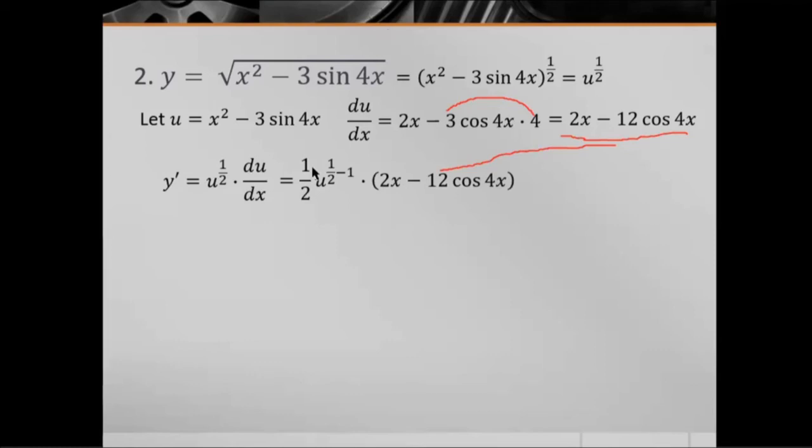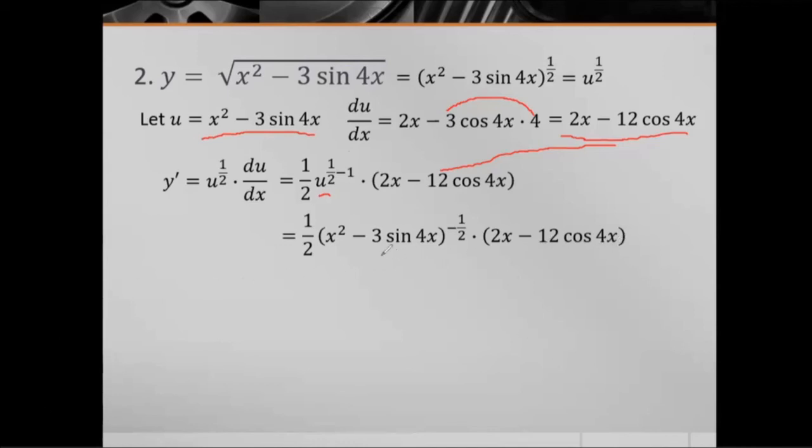Next, evaluate natin. 1/2 minus 1. Nandun pa rin yung coefficient na 1/2. So, 1/2. Then, ang original u natin ay x square minus 3 sine 4x. So, x square minus 3 sine 4x. Then, 1/2 minus 1 is negative 1/2. Then, bring down 2x minus 12 cosine 4x.